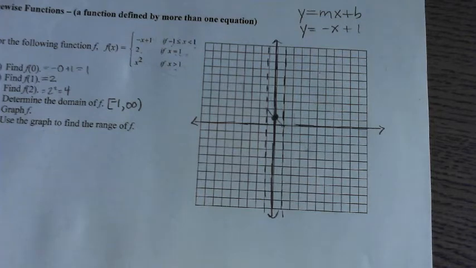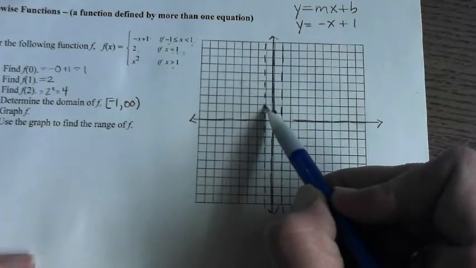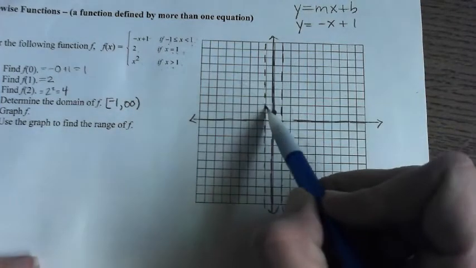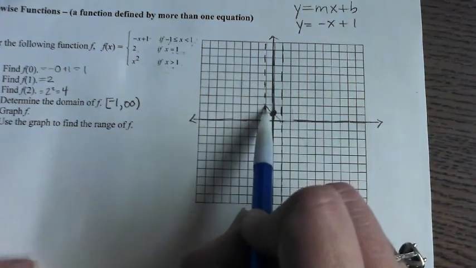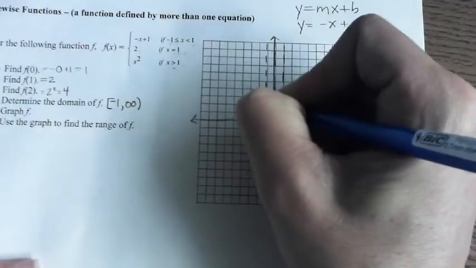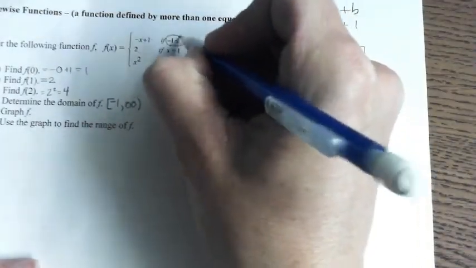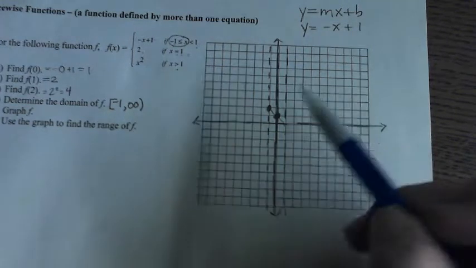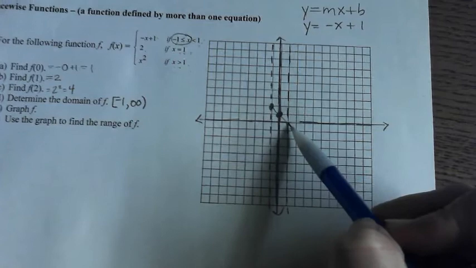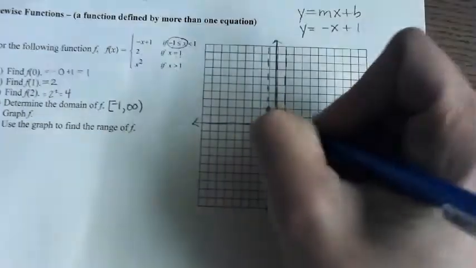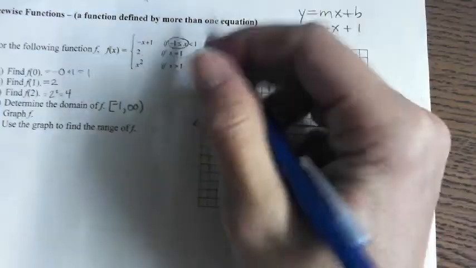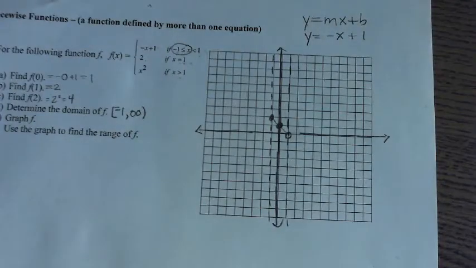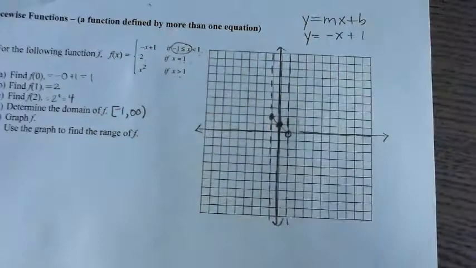And I need to use specific endpoints. Whether they're open or closed is what I'm really trying to show here. So at -1, 2 is technically the point. Is that an open circle or a closed circle? Closed, because we want to include the x of -1. And then at 1, 0, is that an open circle or a closed circle? Open, because in that first equation, I'm not including 1. So that's the first piece.